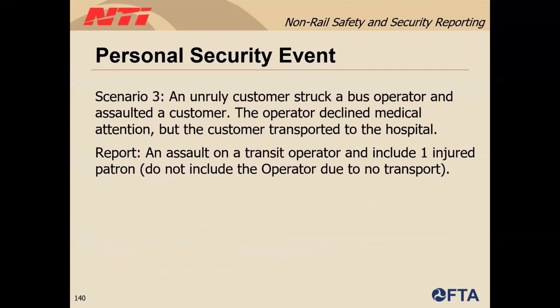In this third scenario, we have an event where an operator and a patron were both assaulted. However, only the patron was transported. So far in this presentation, we have learned that if the worker is not transported due to an assault, the event is reported as a non-major event. The assault on the patron is also a reportable event. This is one event, and it cannot be split into two separate events. Therefore, you will create one major report as an assault on the transit operator, and the injury included is for the patron.